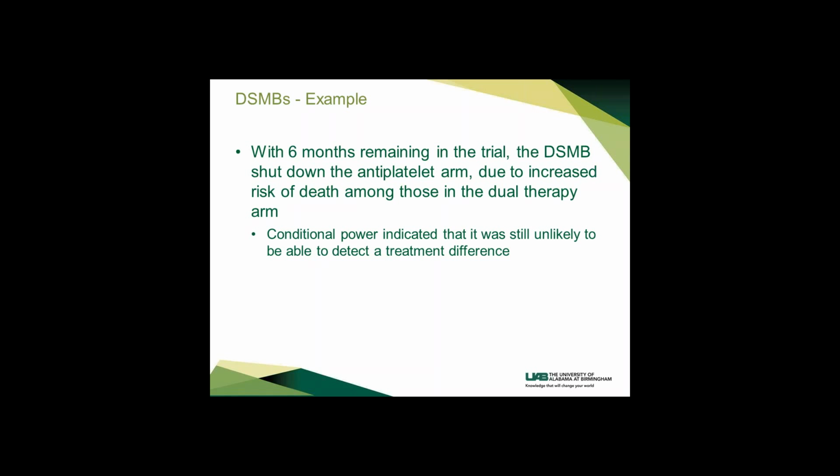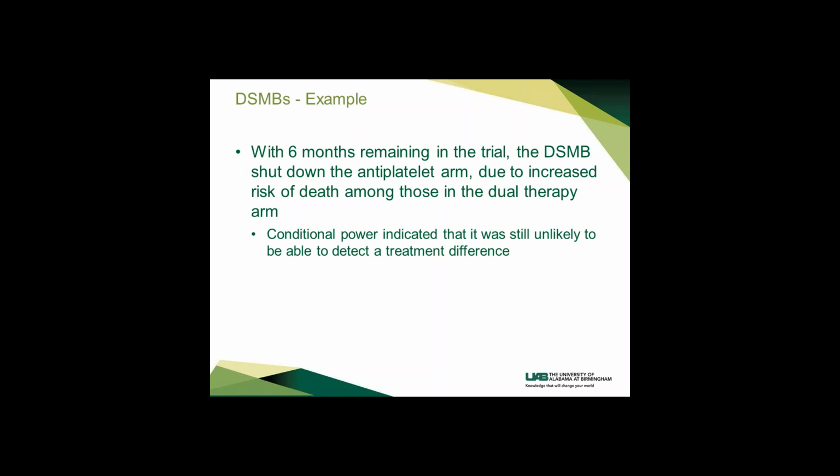we had a DSMB meeting, and they chose to shut down the antiplatelet arm at that point due to increased risk of death among those in the dual antiplatelet therapy arm. Although this risk of hemorrhage was there and was big, and although it was unlikely we were going to see a difference at the end of the study, the DSMB was okay continuing the arm because we knew there would be this risk of hemorrhage, and it wasn't bigger than what we would expect. But they started to see a twofold risk of death among those randomized to the dual antiplatelet arm relative to those in the monotherapy arm.